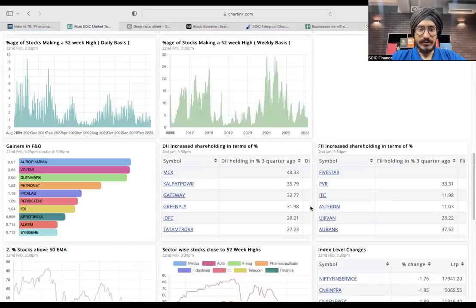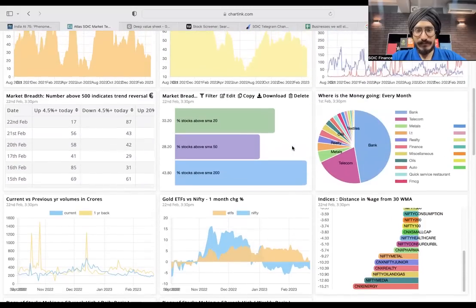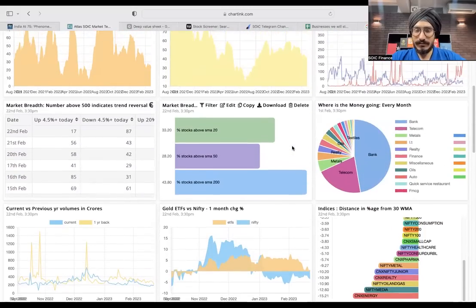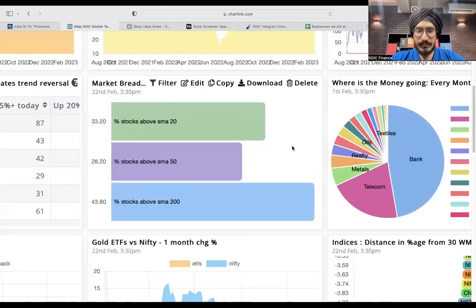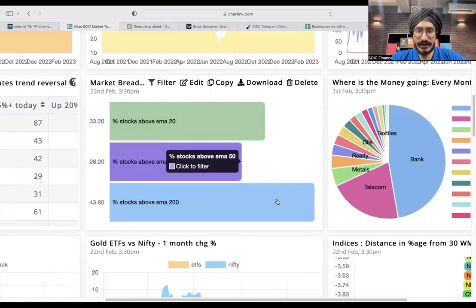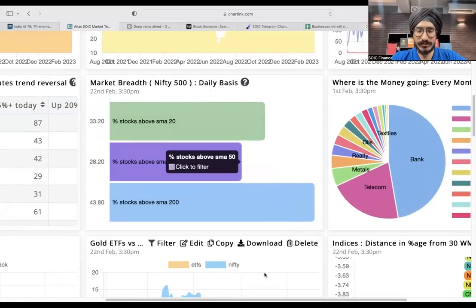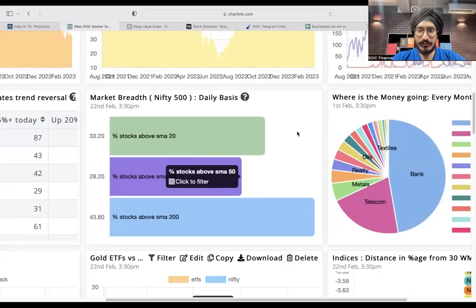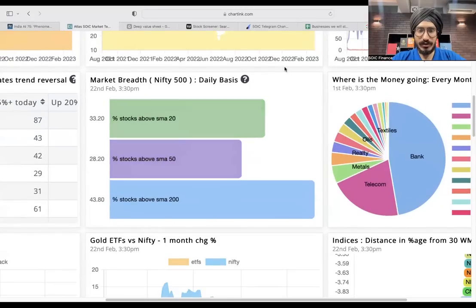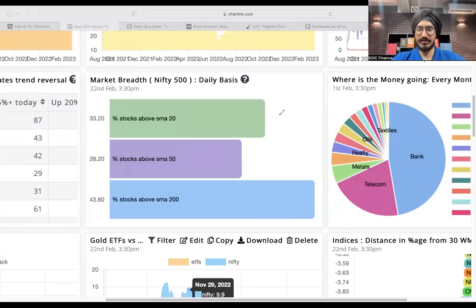Then similarly, just look at a simple metric, that is the percentage of stocks above simple moving average 20, simple moving average 50 and simple moving average 200, right? This is the percentage of total listed stocks that are above the 20-day moving average, the 50-day moving average, and the 200-day moving average. Again, a very, very simple tool, and you'll find that as the 200 days will be 200 trading days, this will be the most lagging indicator.